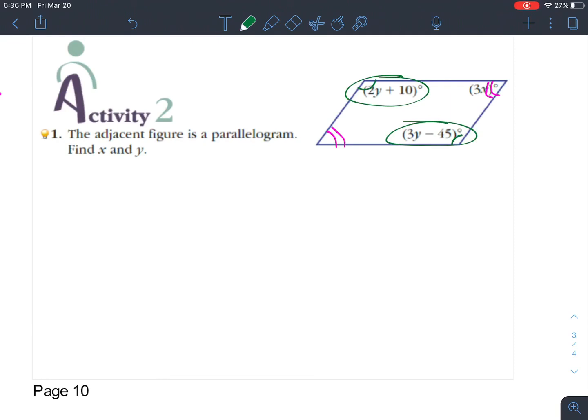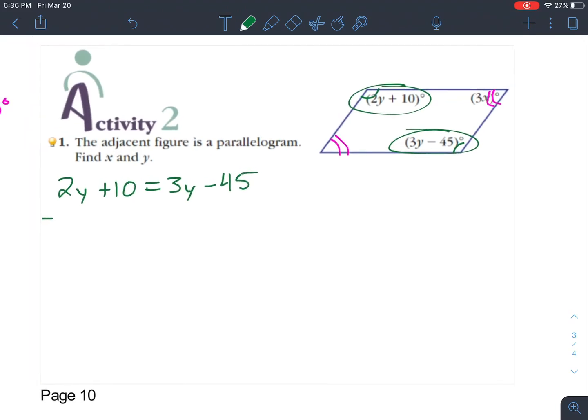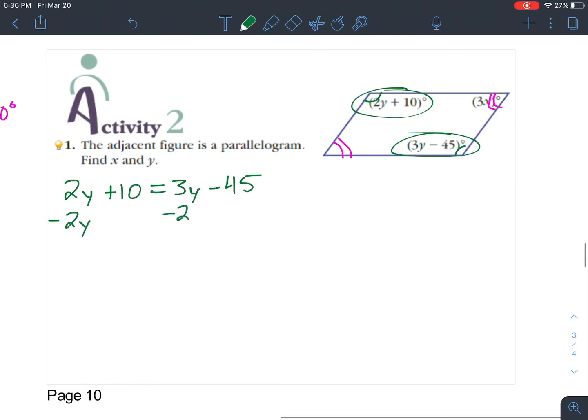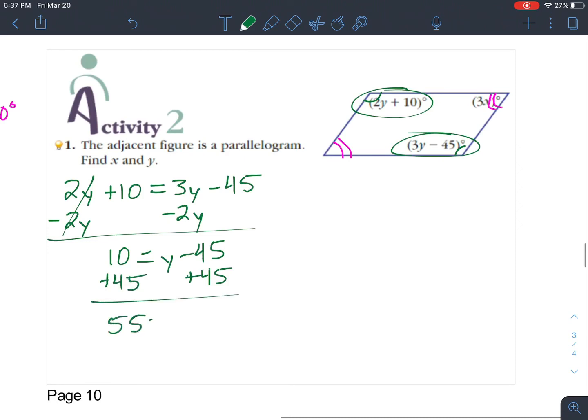And from the previous slide, we knew that opposite angles in a parallelogram must be congruent to each other. Therefore, I can set these equal. 2y plus 10 is equal to 3y minus 45. Now we need to solve by getting the like terms on the same side. So I'm going to subtract 2y from both sides. Those cancel. We're left with 10 equals y minus 45. We add 45 to both sides, and we get 55 is equal to y.